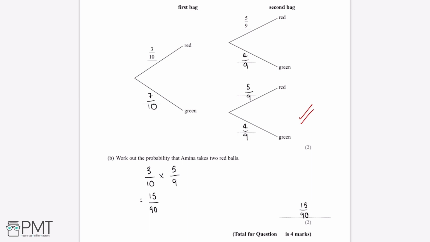Now this question's worth 2 marks. We'll get our first mark for multiplying together these two fractions, and we'll get our second mark for the correct answer.